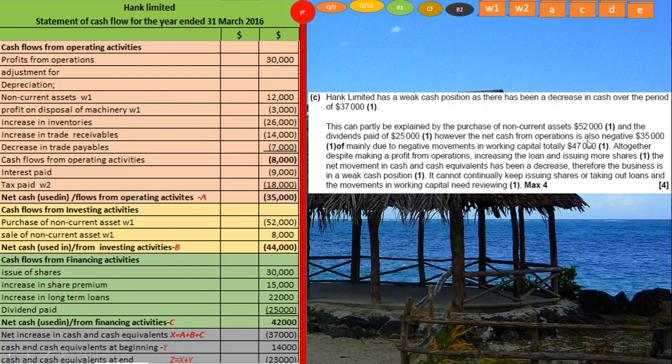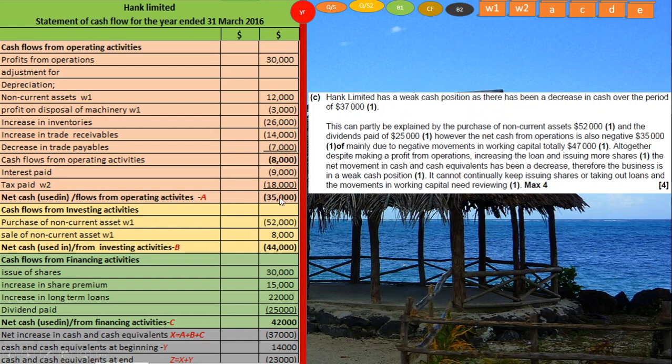However, the net cash from operation is also negative 35,000, mainly due to negative movement in working capital totaling 47,000. If you look at net cash from operation, from our operating activities, there is a negative cash outflow. It means there is no positive cash flow from our normal core activity of the business. From the normal core activity of the business itself, there is a negative cash outflow. So you have a negative balance out here.